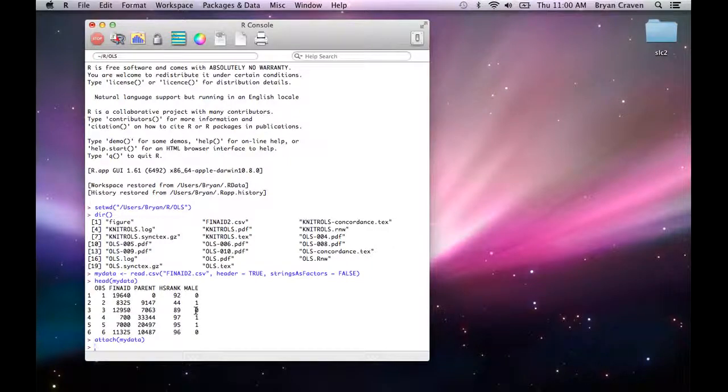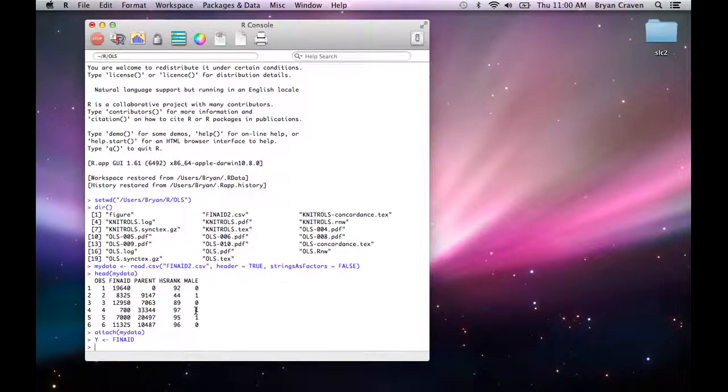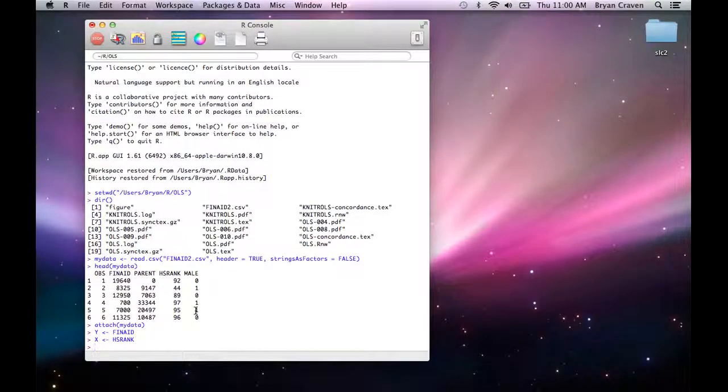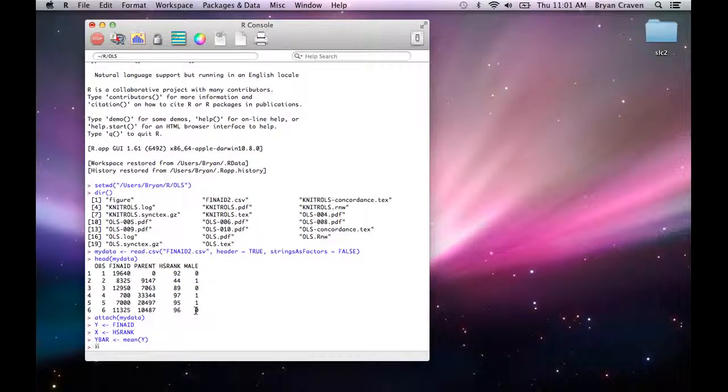For ease of understanding, we're going to take our dependent or left-hand side variable, finade, and set it as y. And we're going to set our right-hand side variable, HS rank, as x. Excellent. And now we need to tell R what to use for y bar and x bar, which is easily done with the mean command. So we're going to say y bar is equal to mean of y, and x bar is equal to the mean of x.